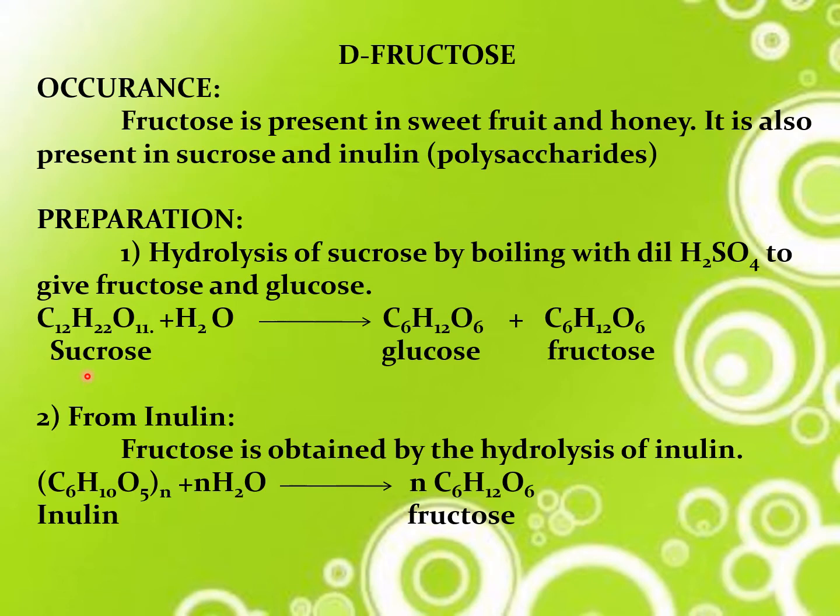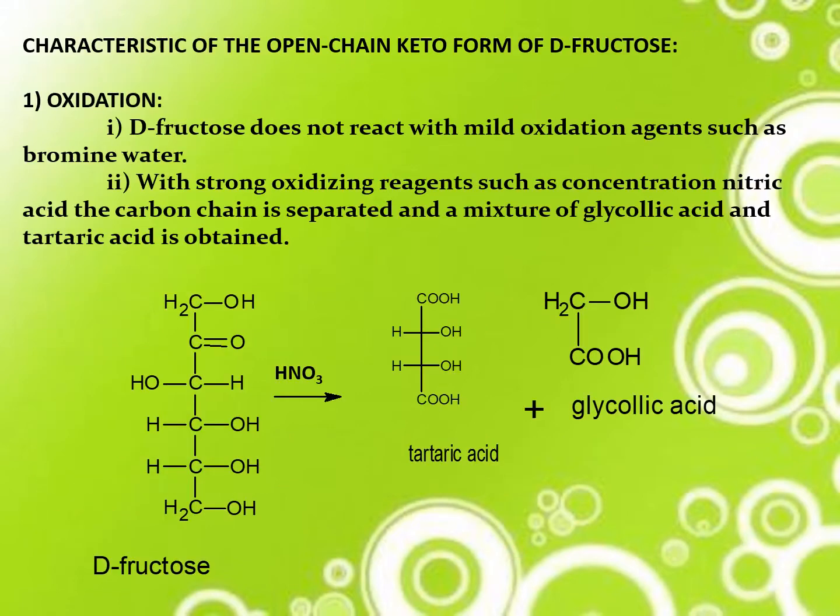This is the molecular formula of sucrose, C12H22O11, which on hydrolysis will give glucose C6H12O6 as well as fructose C6H12O6. The molecular formula for both glucose and fructose is the same. Second preparation is from inulin. Fructose is obtained by the hydrolysis of inulin. Inulin is a polysaccharide (C6H10O5)n. Since it is a polysaccharide, we have mentioned here the number n. On hydrolysis, we'll get n number of fructose, C6H12O6.